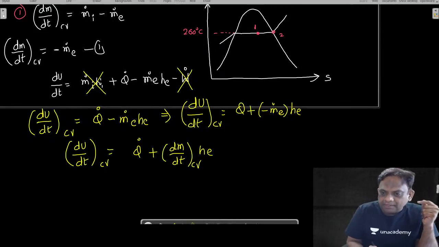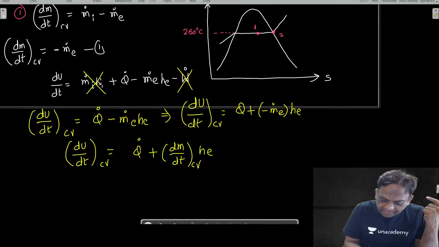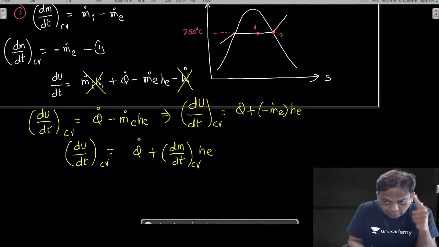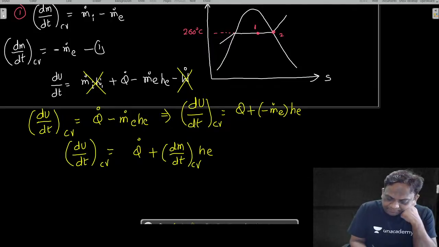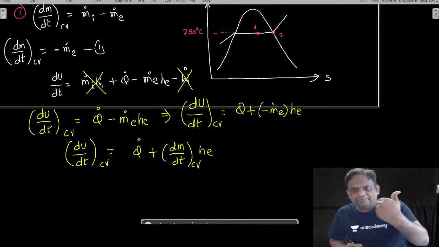This is actually q dot. यहाँ पे q dot है. What does q dot mean? Heat transfer per unit time. There is time. देखो एक बार. So you integrate with time, so time will go out.